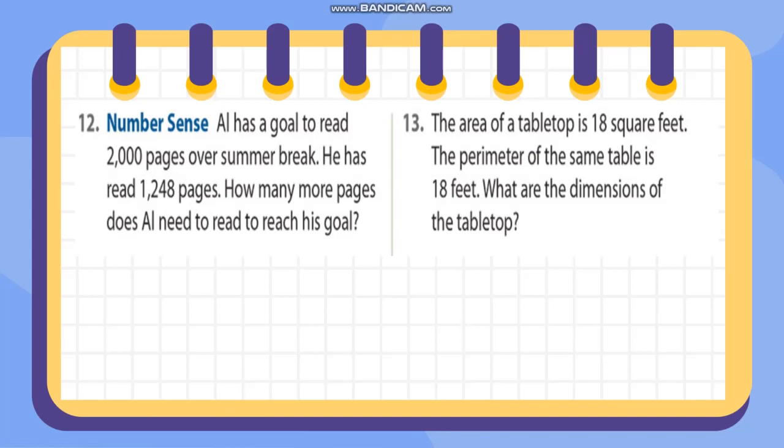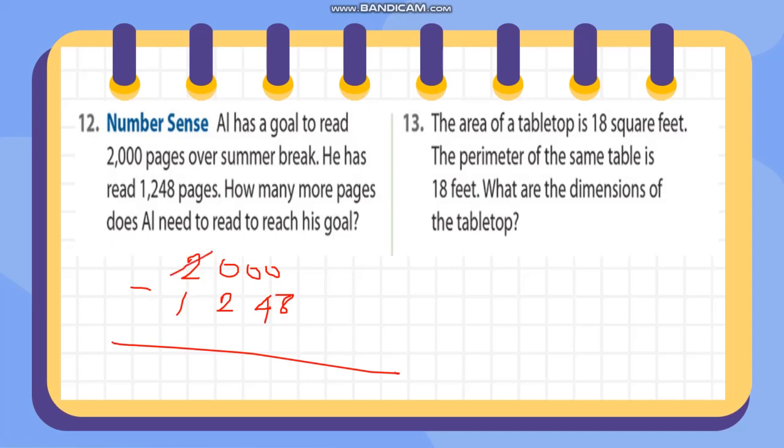Al has a goal to read 2,000 pages over summer break. He has read 1,248 pages. How many more pages does Al need to read to reach his goal? So, as you can see here, from 2,000 pages, he read 1,248, and it is asking how many more pages Al needs to read to complete 2,000 pages. So, if that's the case, we just simply subtract 1,248 from 2,000. Okay? So, be sure that the numbers are aligned.